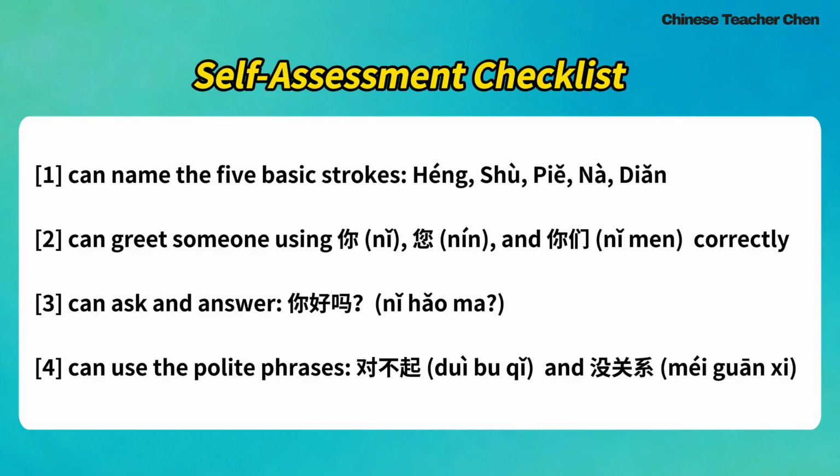And with that, we've reached the end of today's lesson. You've learned the 5 basic strokes of Chinese characters, 横、竖、撇、捺、点, as well as some essential greetings and polite expressions. Be sure to keep practicing these strokes and phrases. They are your foundation for mastering Chinese. I'll see you in the next lesson.